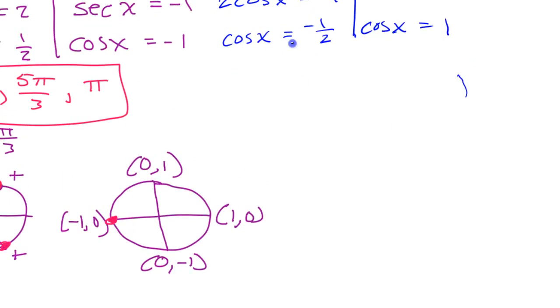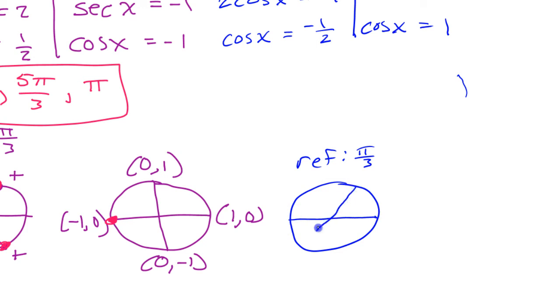Okay, looking at cosine x equals -1/2, the reference angle for that guy is pi over 3, because the cosine of pi over 3 is 1/2. So if we have a reference angle of pi over 3, then this is the diagram that I will draw. These are pi over 3's. There are 4 angles with a reference angle of pi over 3. Here, here, here, and here.